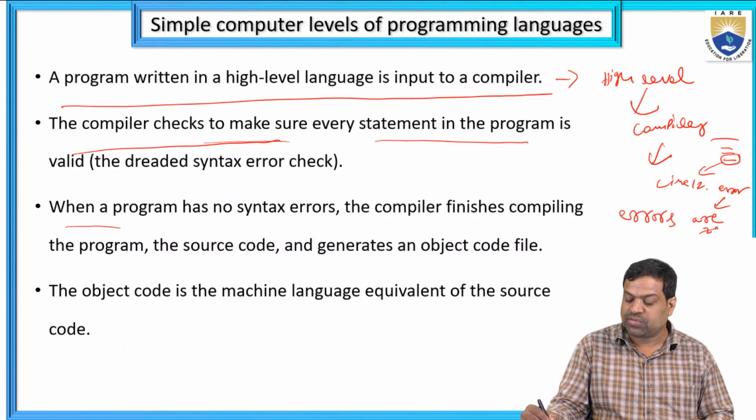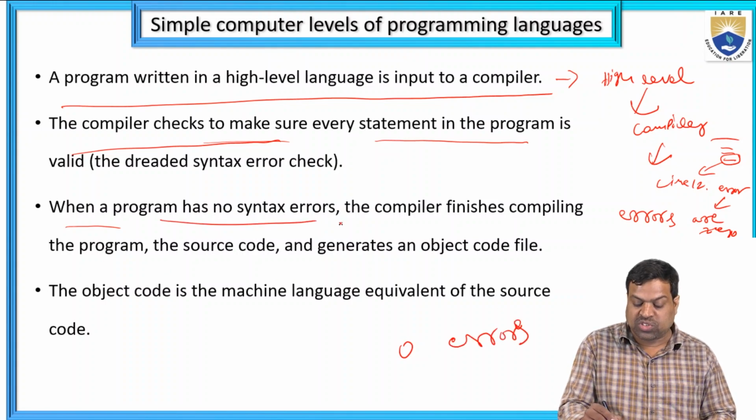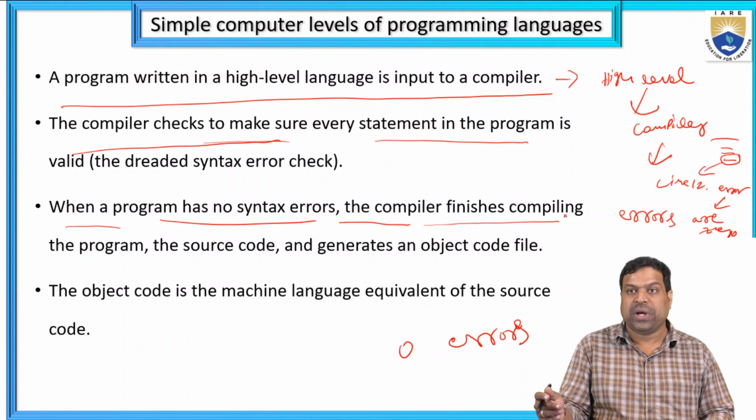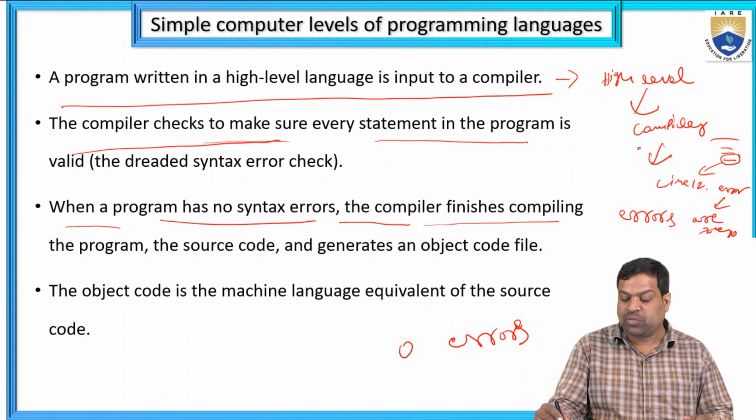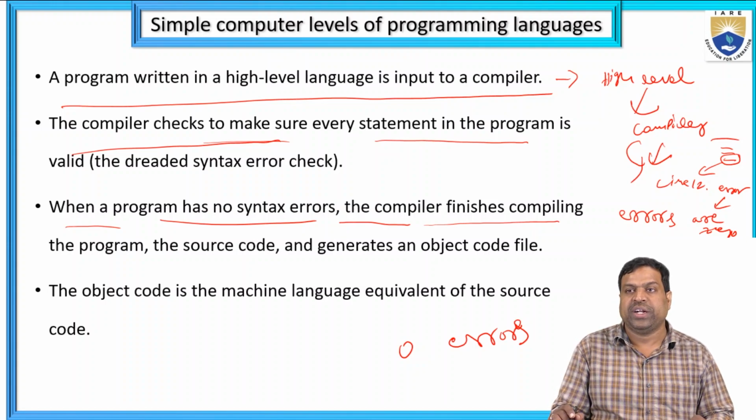Errors are 0, or it is showing 0 errors. Zero errors means no syntax errors and the compiler finishes. No errors means it will automatically compile and execute through the machine language. If errors are there, it will not execute; it will show how many errors there are.